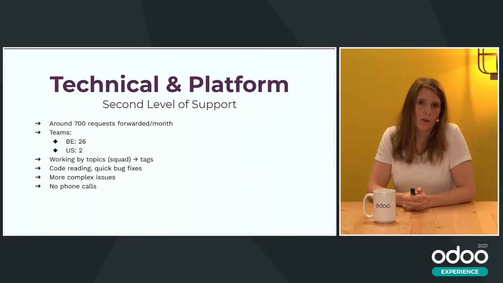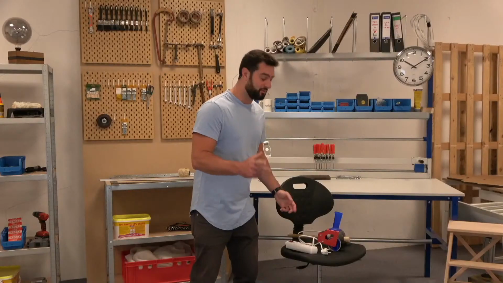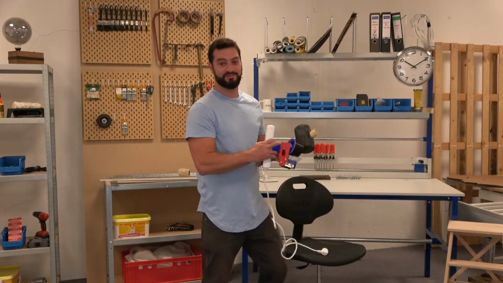Then we have the second level of support. This is the second stage under our project, which is called technical and platform. Some issues are very complex and need to be analyzed more deeply, and they have better tools than in functional. For this, they read the code and also do quick bug fixes. Around 700 requests are forwarded to this specific team. In technical support, we have the right tools to fix the problems.